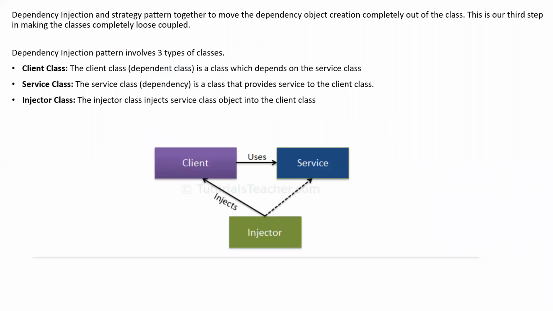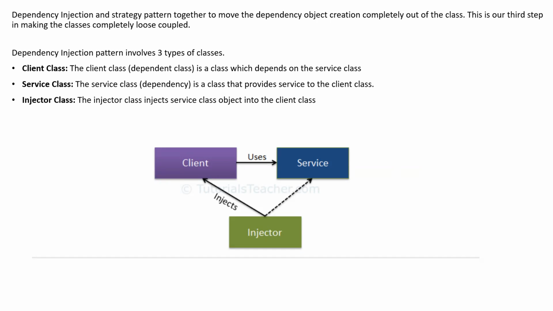Dependency injection is a technique whereby one object supplies the dependencies of another object. A dependency is an object that can be used as a service, and an injection is the passing of a dependency to a dependent object. Things are processed from one object to some other object in place of directly calling the dependencies. In dependency injection, we have three types of classes involved: client class, service class, and injector class.